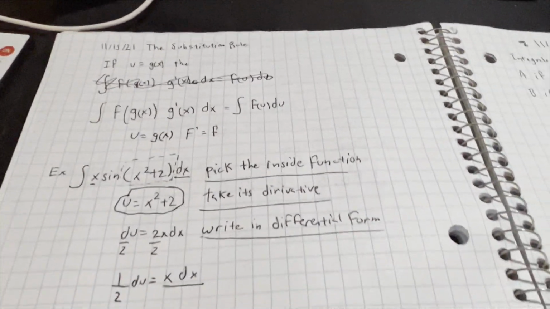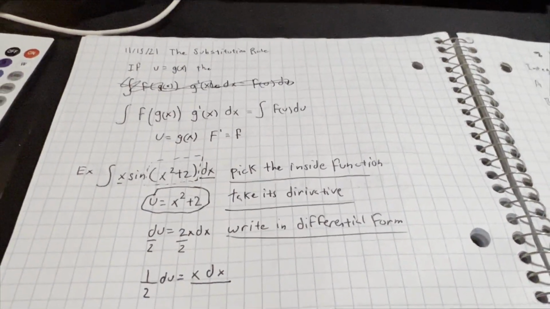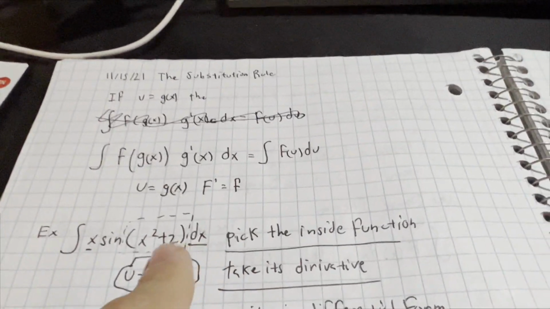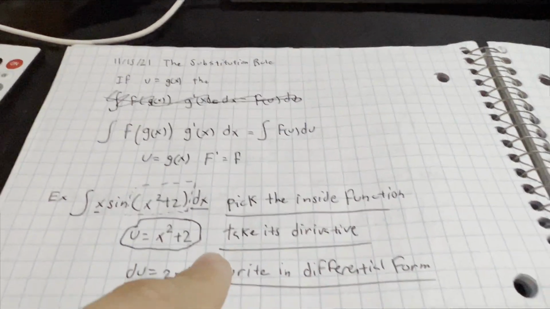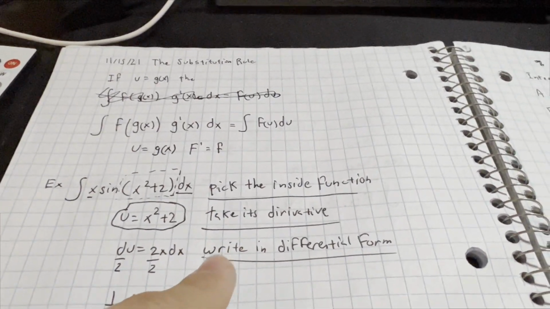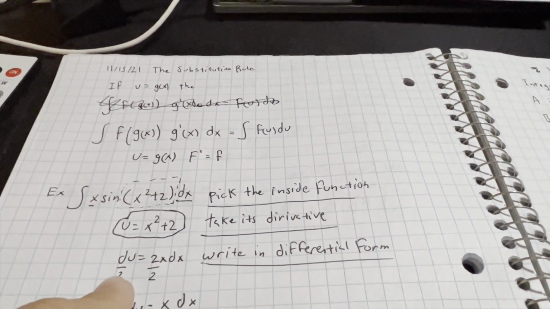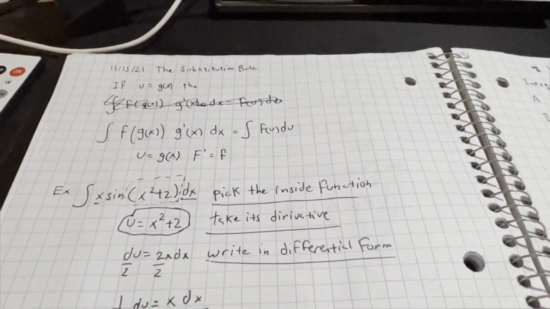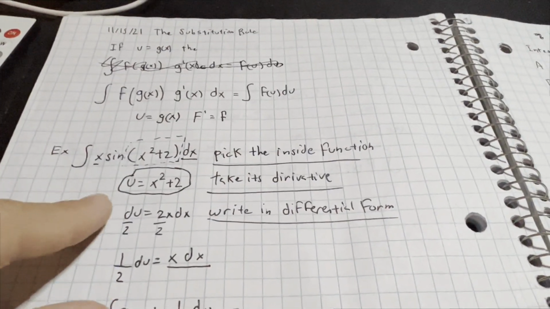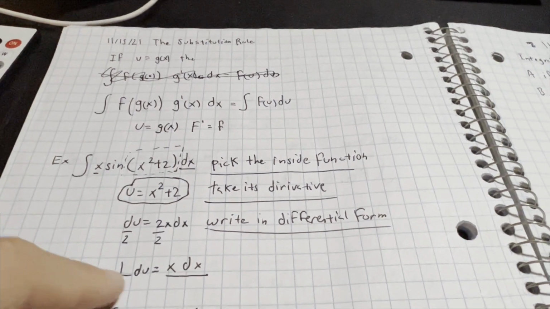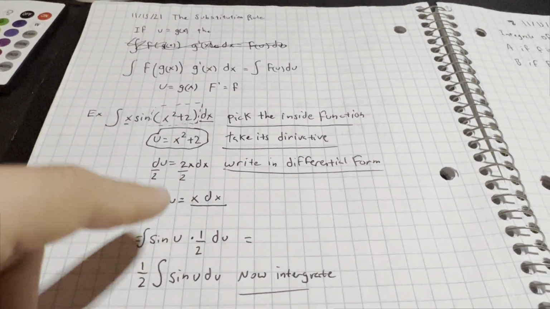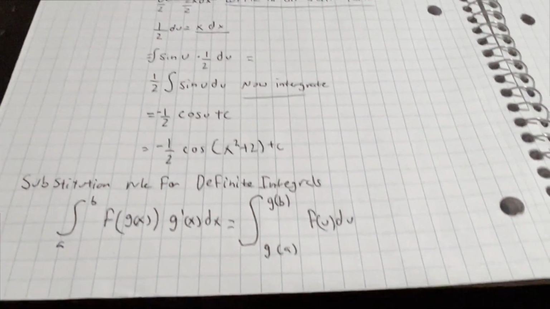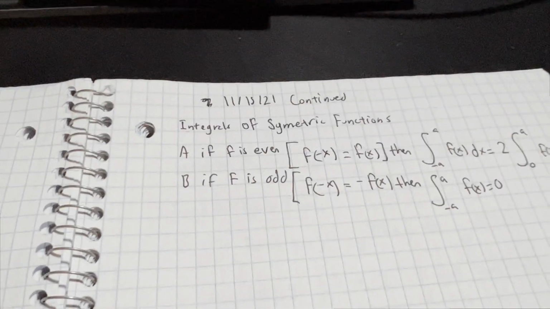U substitution. Okay, pick the inside function, take its derivative. So the inside function would be x squared plus 2. Take its derivative. 2x squared. Wait, 2x. So 2 is a constant. So it's 2x dx. Divided by 2. 1/2 du equals x dx. Sine u times 1/2 du. I kind of remember this. I just can't explain it to you. I just got to rewatch like a video.